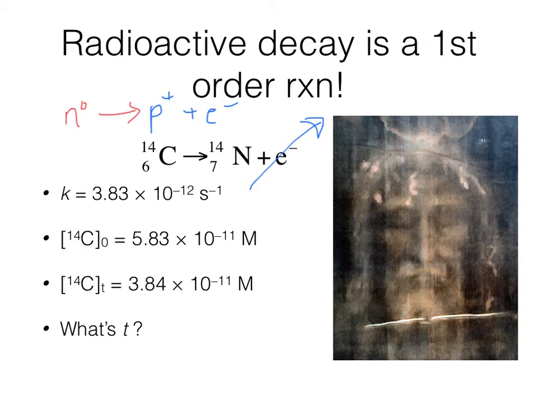Pretty amazing. So this process is very slow, and so if you look at the rate constant, it's times 10 to the minus 12, so that's one millionth of a millionth. Okay, incredibly slow.